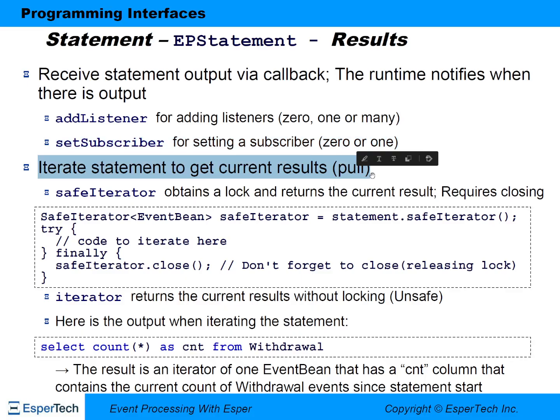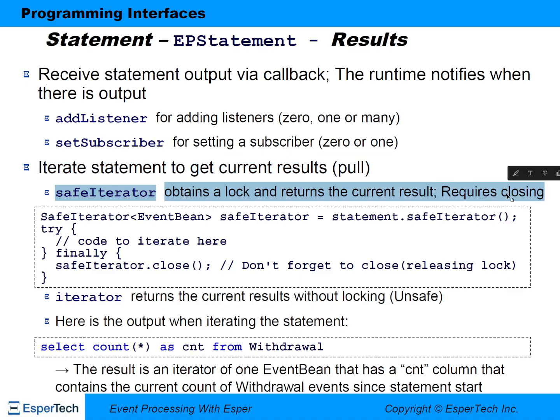Instead of receiving callbacks and having the runtime notify, the application can also iterate a statement and get current statement results. This is a request-response or pull-style way of interacting with statements. Use the safe-iterator method to safely iterate current statement results. The safe-iterator method obtains a statement partition lock to make sure there is no concurrent modification of state. But the application must make sure to invoke the safe-iterator's close method to release the lock.